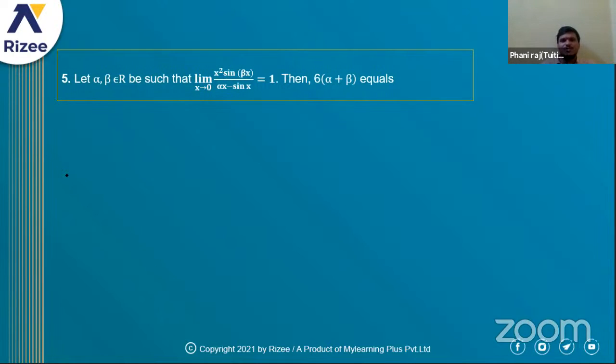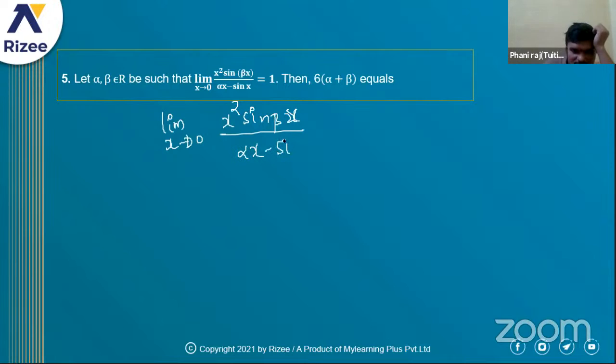Next, let a, b belong to R such that limit of x² sin(βx) by (αx − sin x) equals 1. Then what is the value of 6 times (α + β)? Okay. Now you see, this is limit x tends to 0 of x² sin βx by (αx − sin x). Now how do you solve? This is also given to be equal to 1.